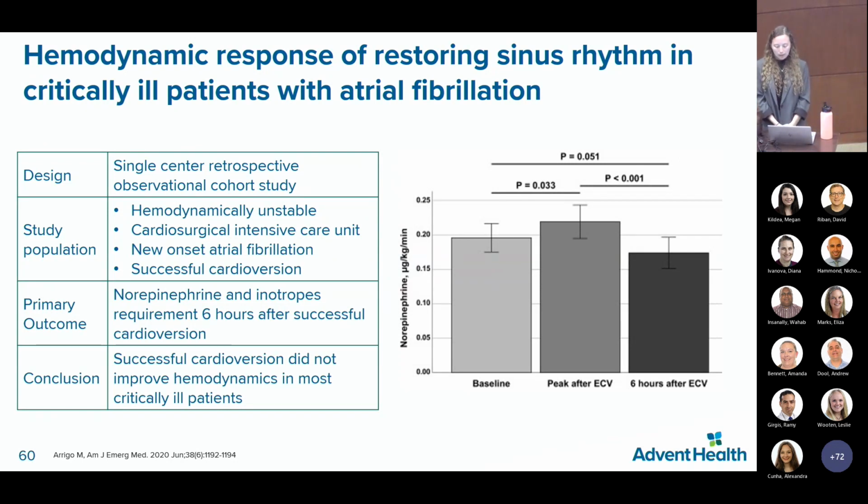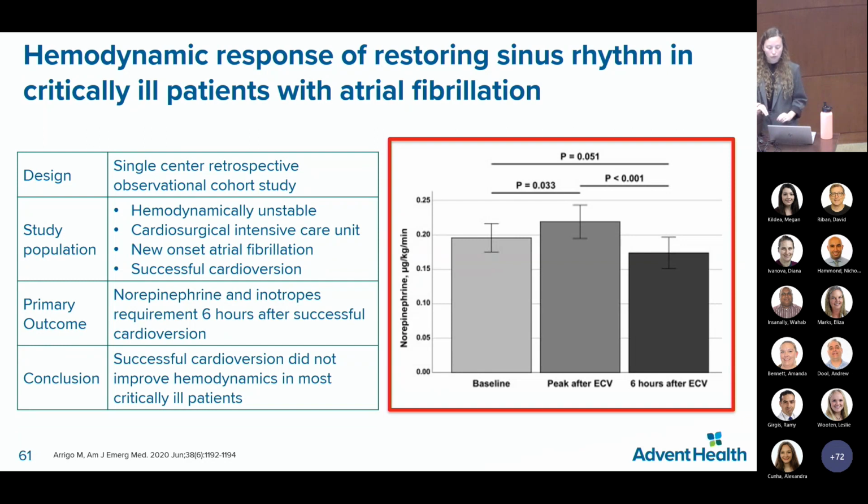Hemodynamic instability in these patients was defined as a norepinephrine requirement of at least 0.1 micrograms per kilogram per minute, or the need for positive inotropic agents. New onset AFib was defined as AFib with an onset of less than 7 days, and a successful cardioversion was defined as an achievement of sinus rhythm for at least 30 seconds. The primary outcome in this study was a change in norepinephrine or inotropic requirements 6 hours after successful cardioversion.